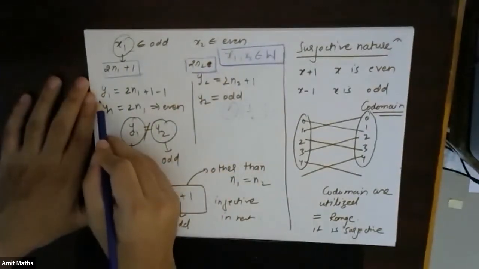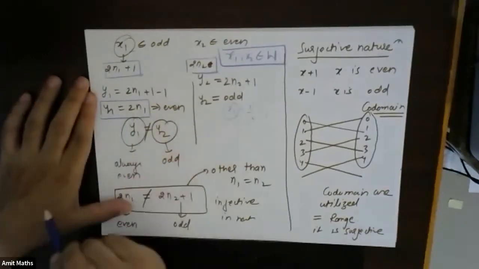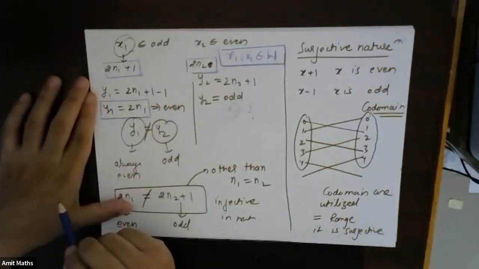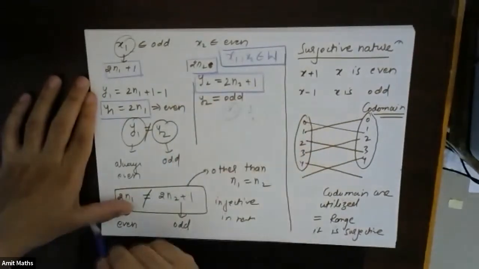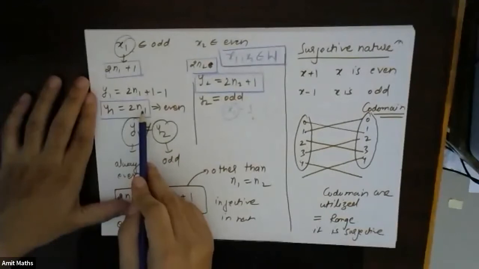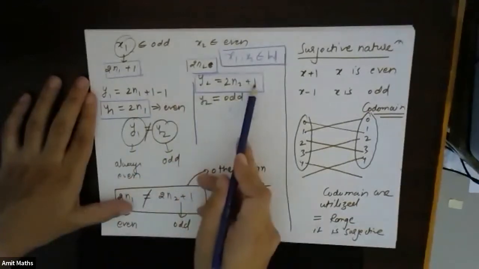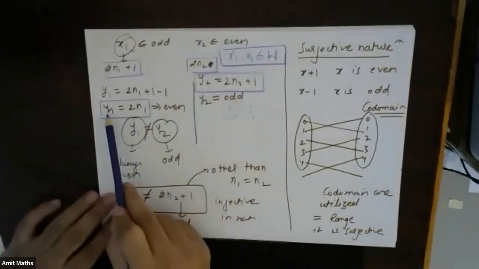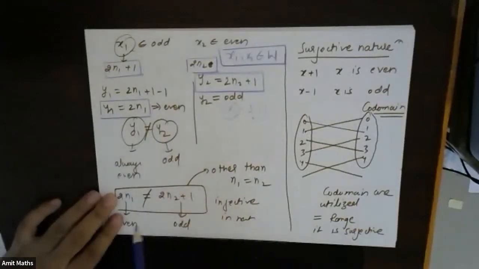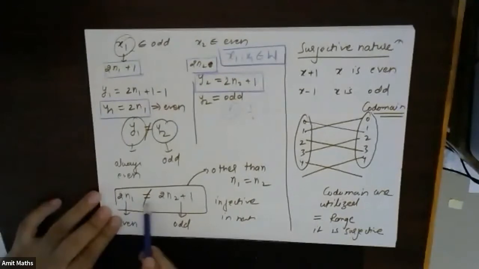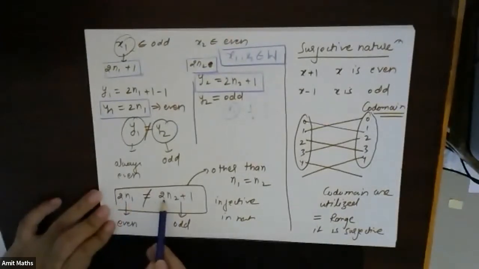So y1 is coming out to be 2n1, and y2 is coming out to be 2n2 plus 1. Now, if I substitute y1 equals y2, I am getting 2n1 equals 2n2 plus 1.